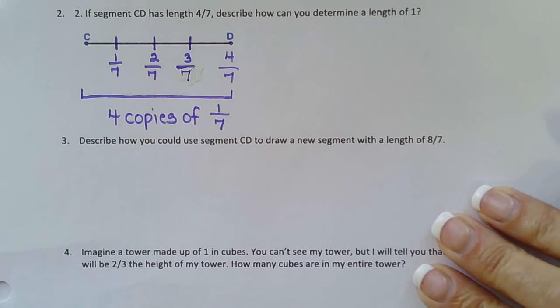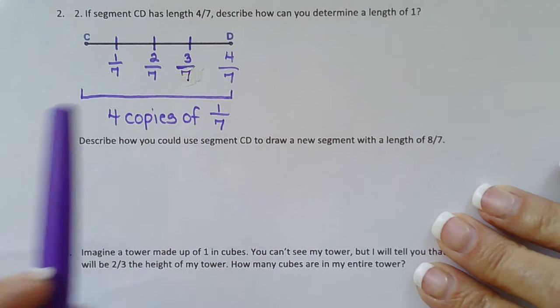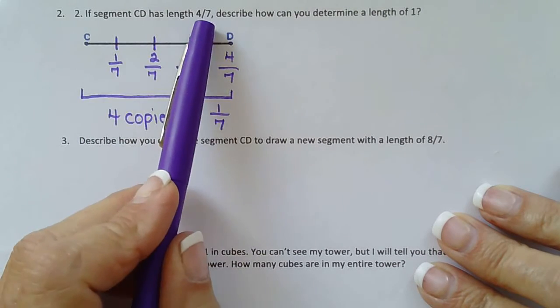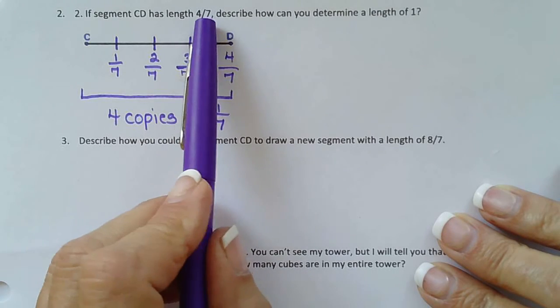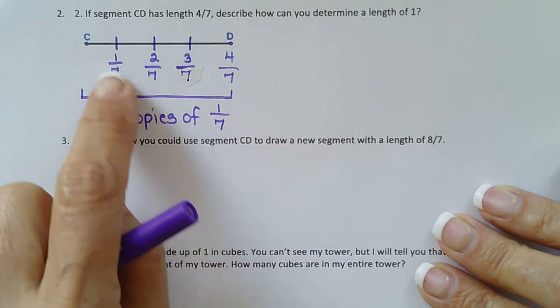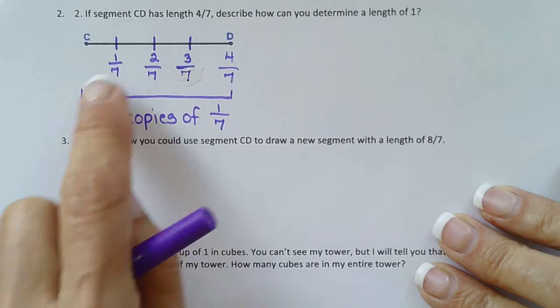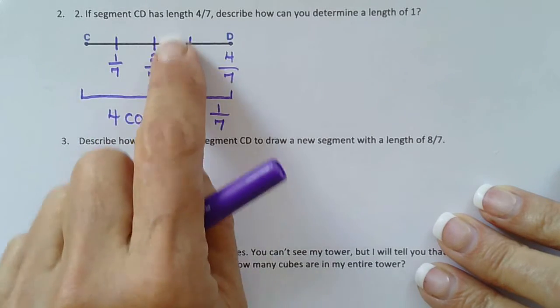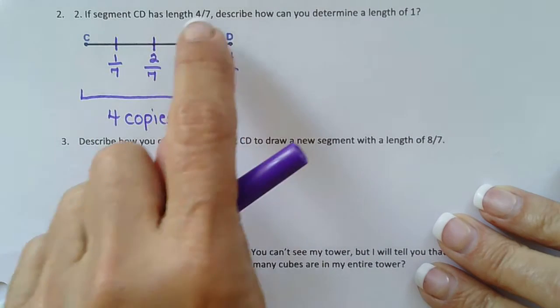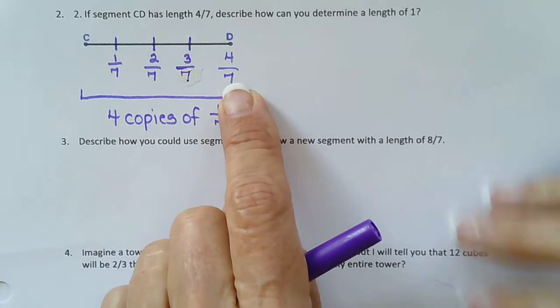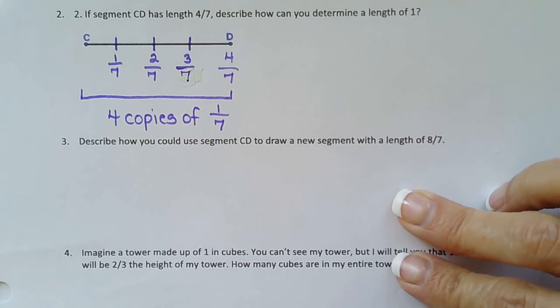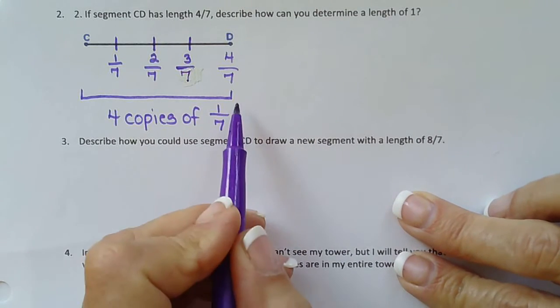Okay, we're on page 3 of Module 3, Lesson 3. So let's finish up today's lesson. As the last video ended, we were talking about making CD 4 copies of 1/7. So I have that written down here: 1 copy, 2 copies, 3 copies, 4 copies. Whatever number's there, that goes on the end of the number line. So we have 4 copies of 1/7.